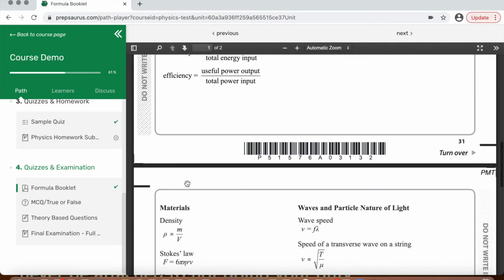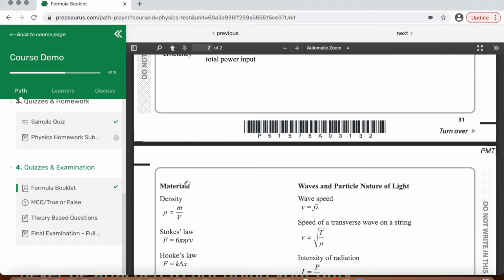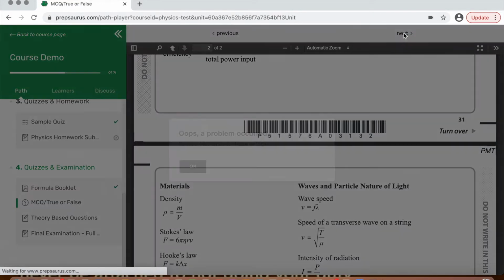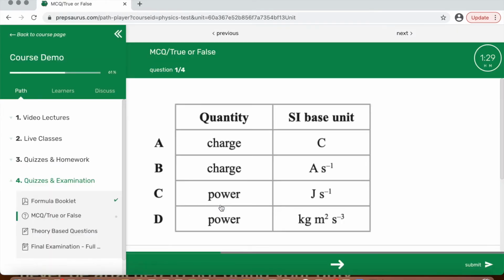In the first section, we have the formula booklet. Here we see that any relevant material, for example, details on certain formulas, questions, etc., can be uploaded for the user to see. Once the user presses next, they are sent to the MCQ question. Now this is a time-based test. For example, here we see that this test is for 1 hour 30 minutes, and this timer will count down to 0, and then the students would not have access to this test.